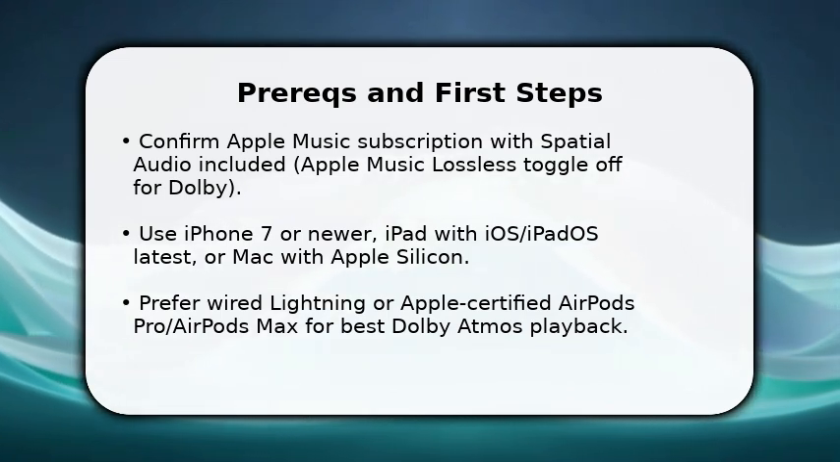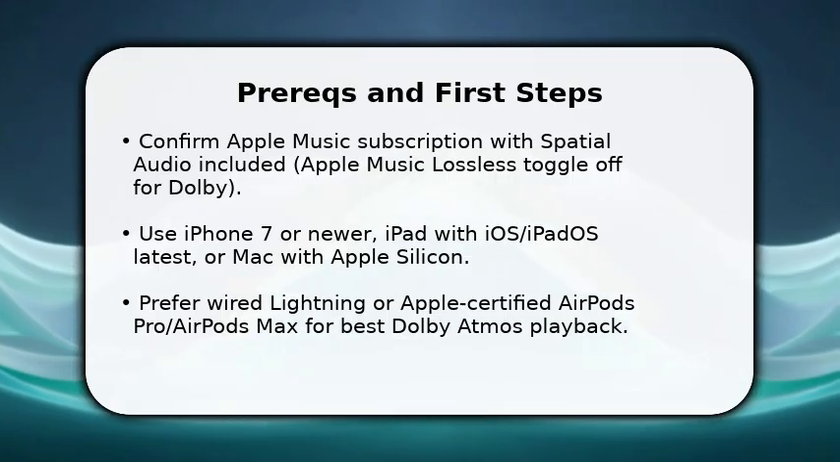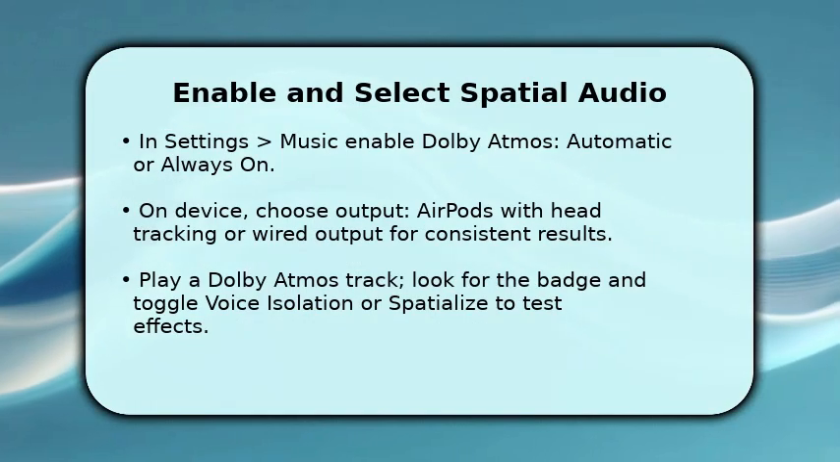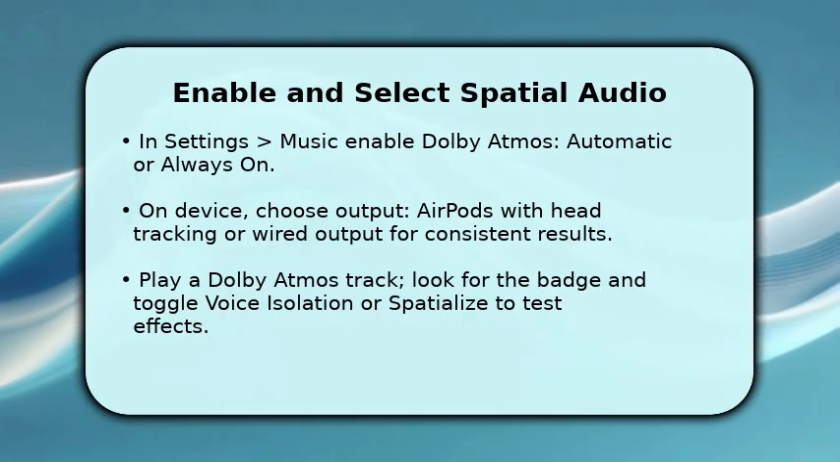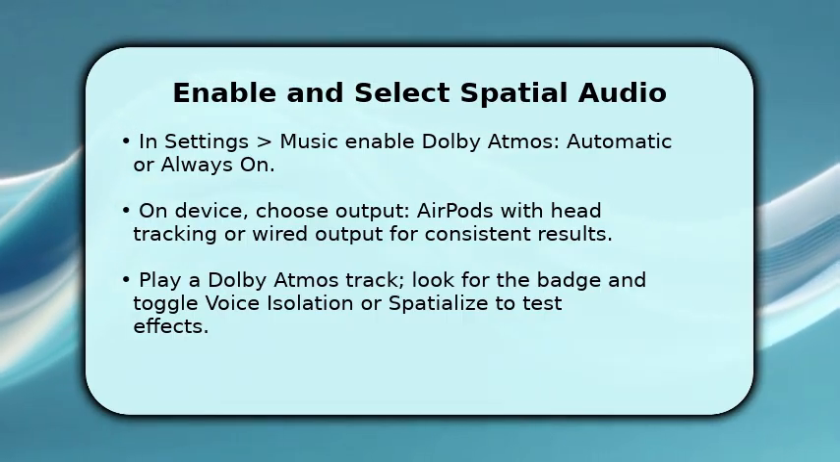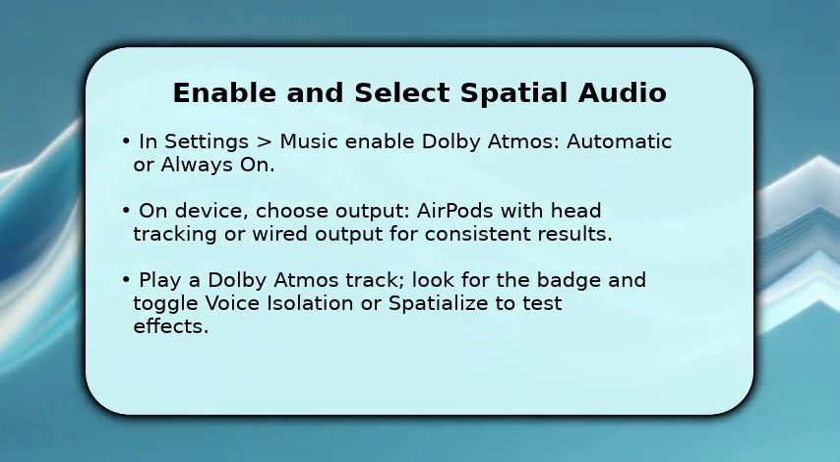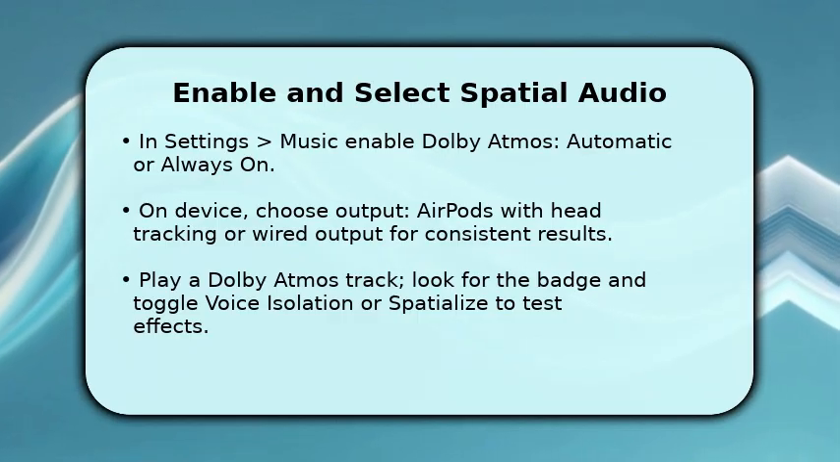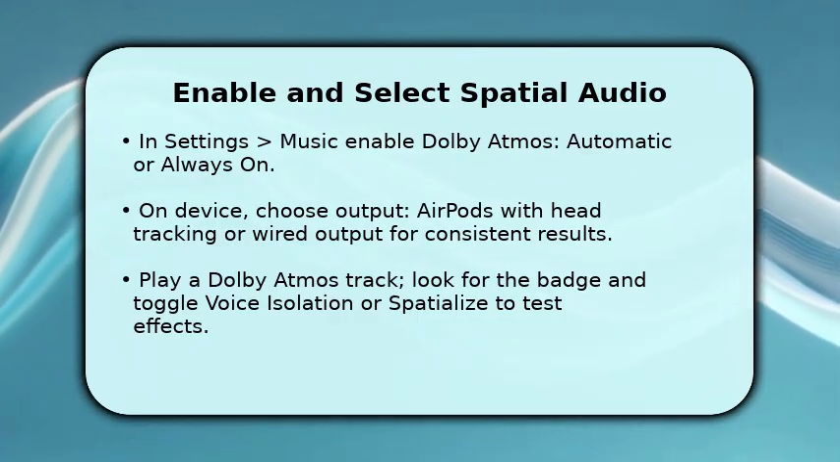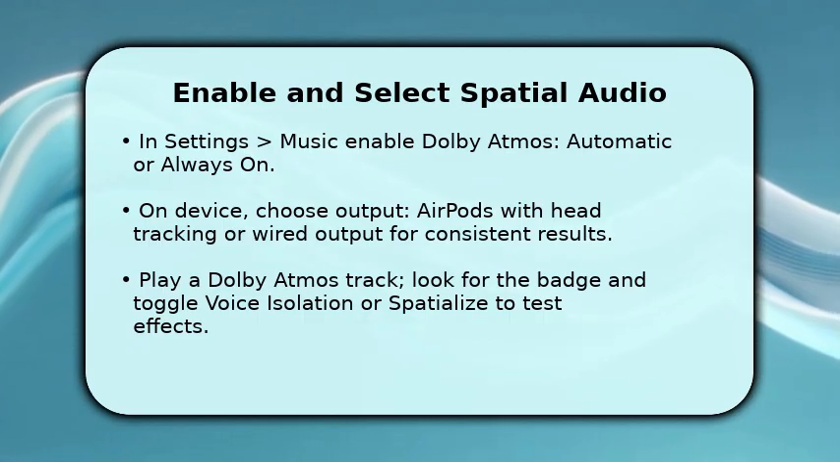Next, enable Dolby Atmos in Settings Music and choose Automatic for device-aware switching or Always On to force Atmos. Once enabled, make sure your audio output matches. AirPods Pro/Max will use head tracking spatialization, while wired Lightning or USB-C keeps consistent channel rendering.